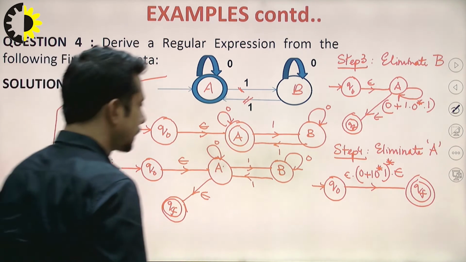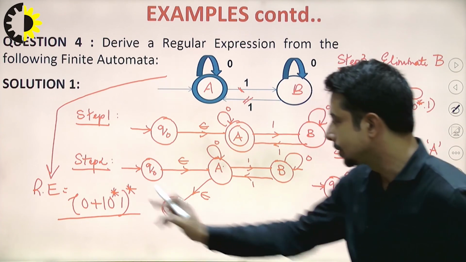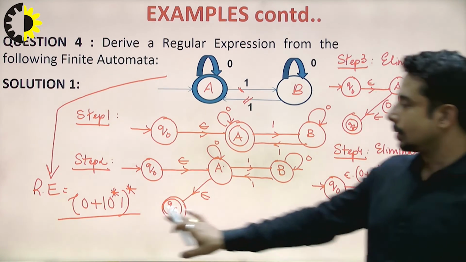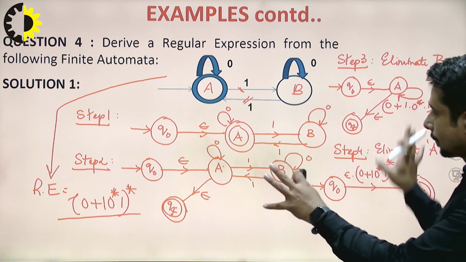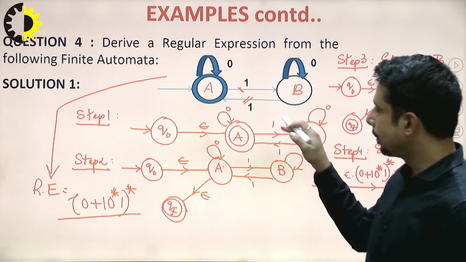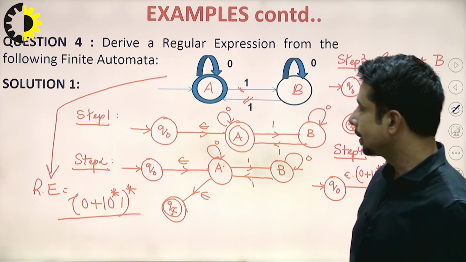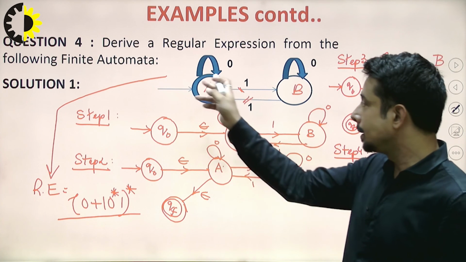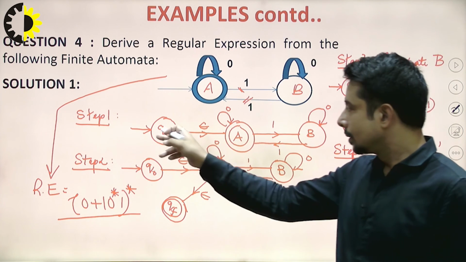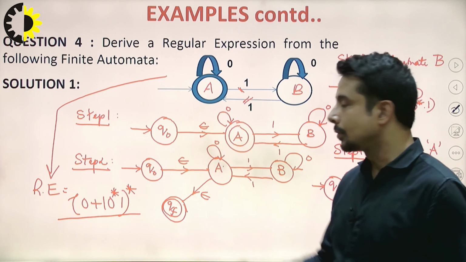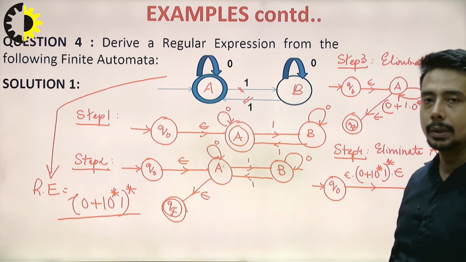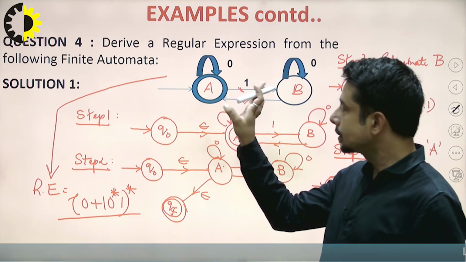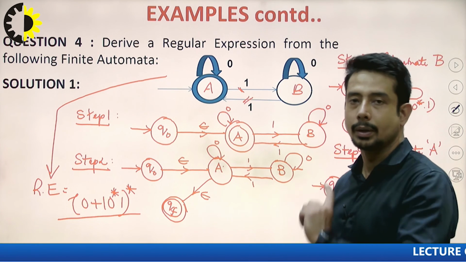So this is the final answer, 0 plus 1 0 star 1 whole star, because epsilon stands for 1. So this is how we have made it. In step 1, I have eliminated whatever incoming edges are there. How did I eliminate? I made this A a normal state, and then I introduced Q naught. Normal state means it was already a final state, so I left it as a final state. I have just eliminated the initial state concept from here.